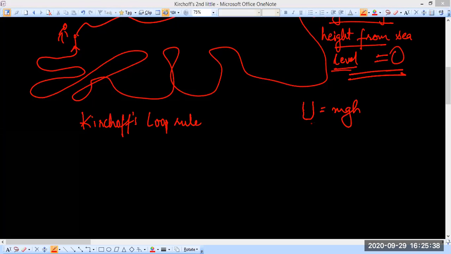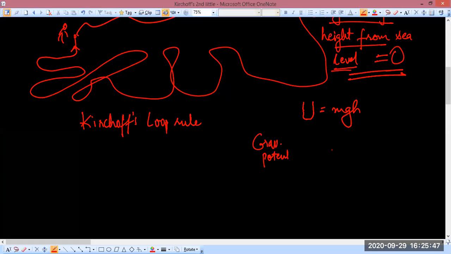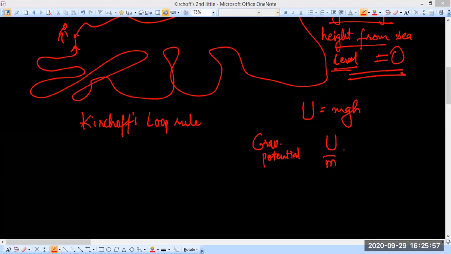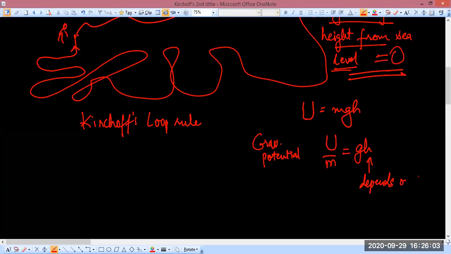Okay, do you also remember that there is something called gravitational potential, which we defined as U by M? Right? So do you realize U by M is G into H and it depends only on H?